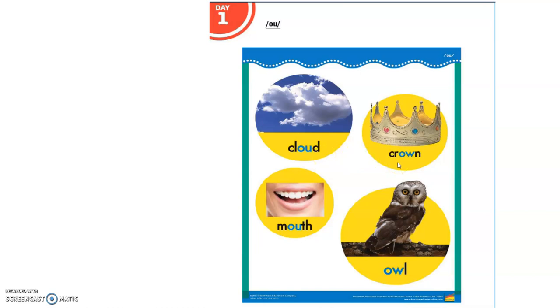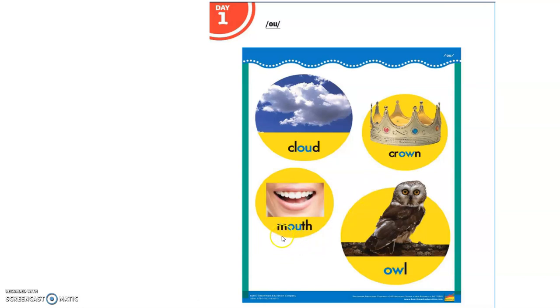And if we look at our next picture, we see that that's a crown. In the beginning of this word, we have a blend. Ow. So when we blend them together, it says crown, crown.